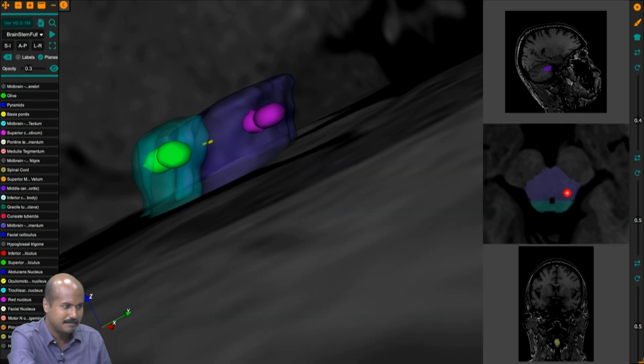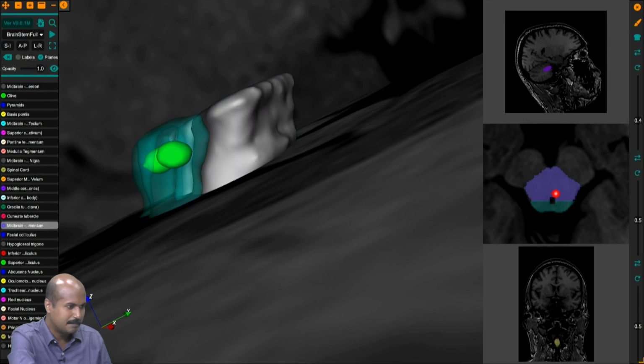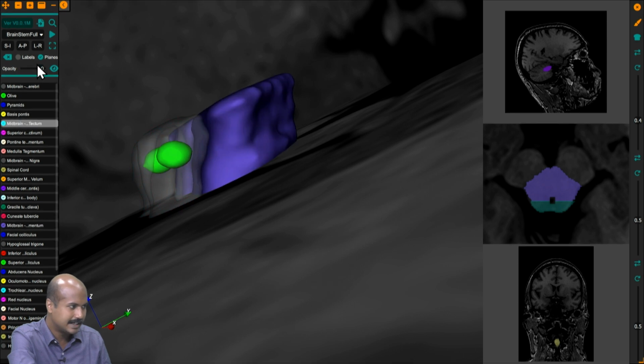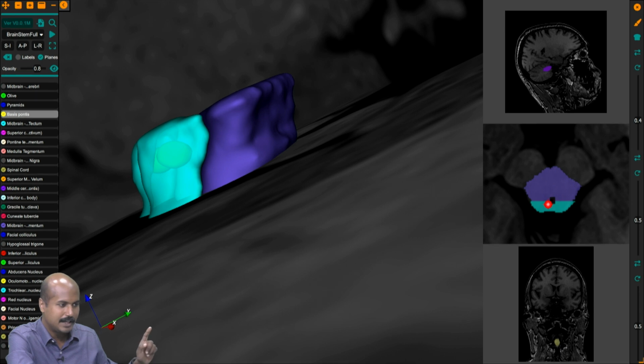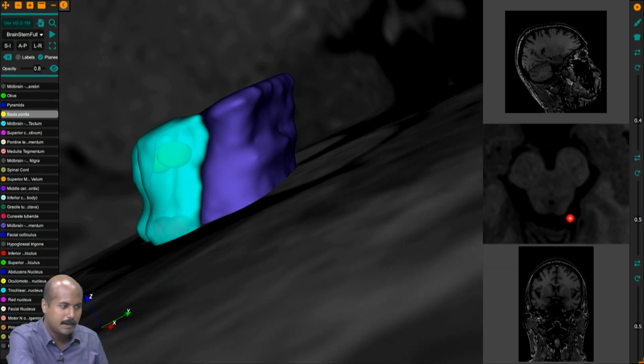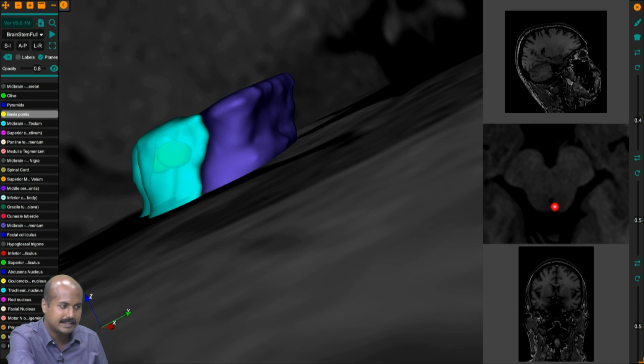You can see the tegmentum here. This light blue appearance is what you see in the tegmentum. This is the tectum, and the tectum has this appearance. That is the tectum, and this is the tegmentum, and you can see the aqueduct in between. So I am removing these colors, and I want you to appreciate the tegmentum and the tectum in this MRI image.